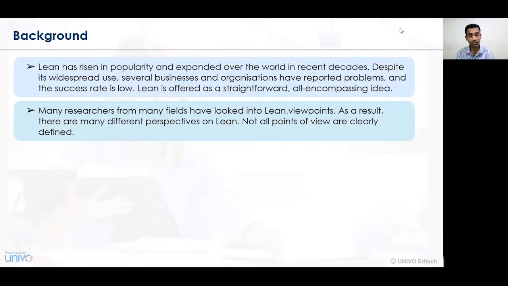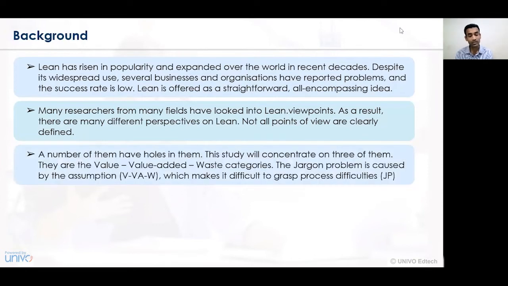The widespread use can also help an organization with an increase in productivity, an increase in the quality of a certain task, having better control on waste management and so on. That is, control on resources. A number of them have holes in them. That is, they have certain drawbacks and certain loopholes, which are taken into consideration as to the concept of lean.